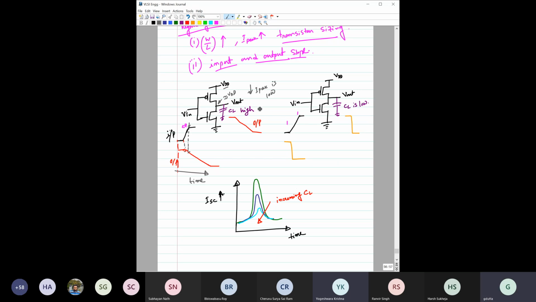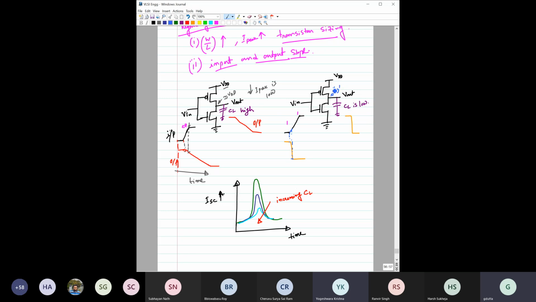However, if you consider the other case, here, same input, same time it is taking, but say the CL is very small, so this output is falling almost instantaneously. If that happens, there is some delay, but during this very small time for this input, the output has changed to 0. So this is VDD, and for most of the time for this input to change, this output is close to 0 volt.